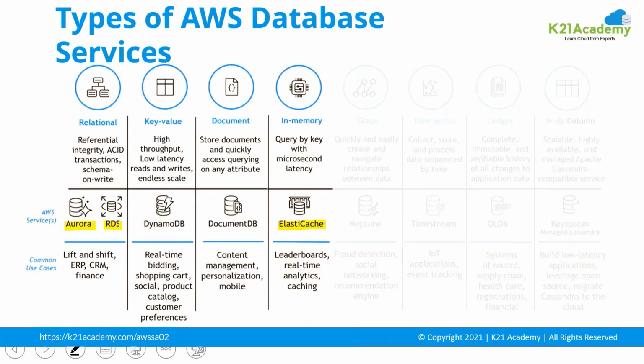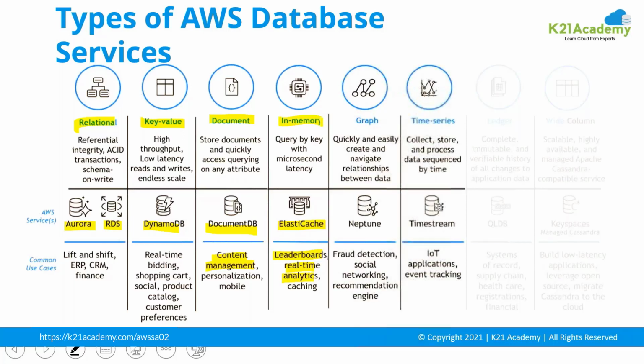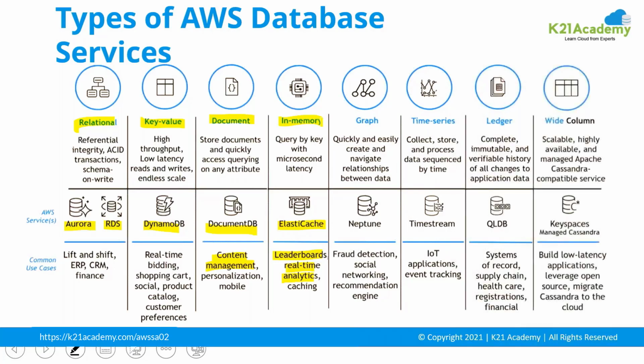So Aurora RDS for relational databases, DynamoDB for key value databases, DocumentDB for content management, Elastic Cache for creating the caches into the databases so that you get faster access. The use case for that is leaderboard and real time analytics if you want to create something. So these are the different databases that Amazon offers you. Apart from these, Amazon also offers graph, time series, ledger, and wide column.